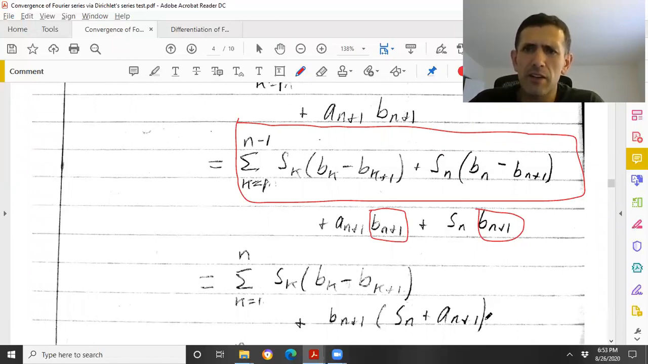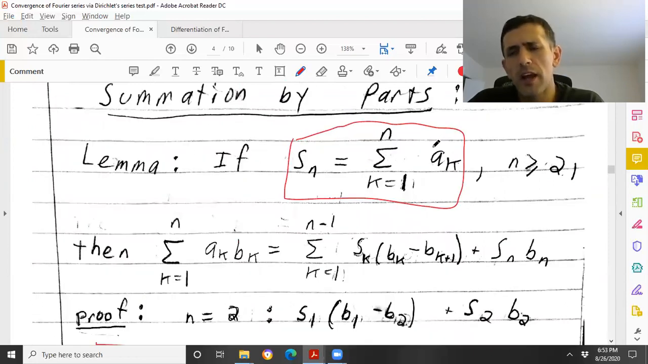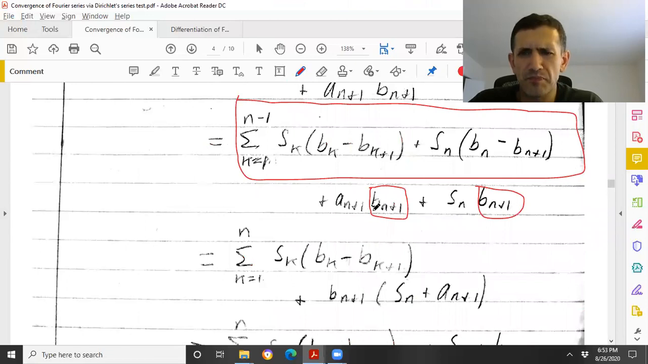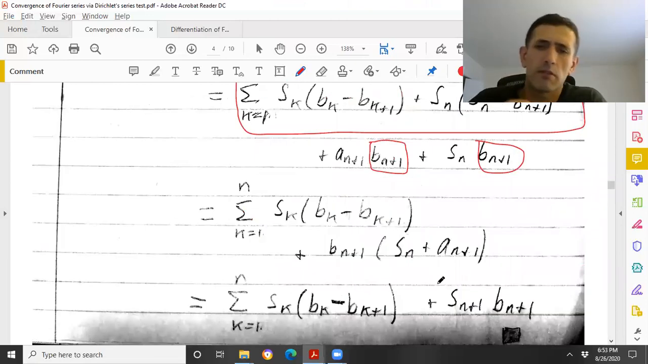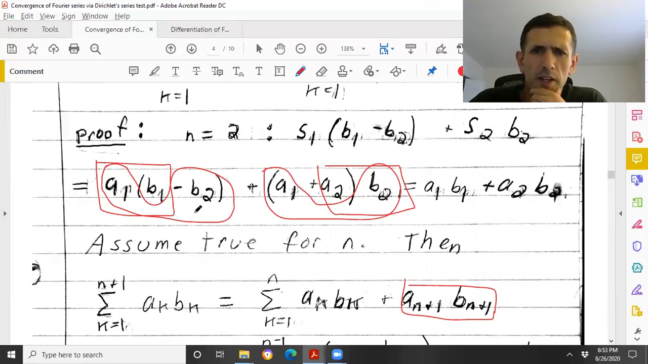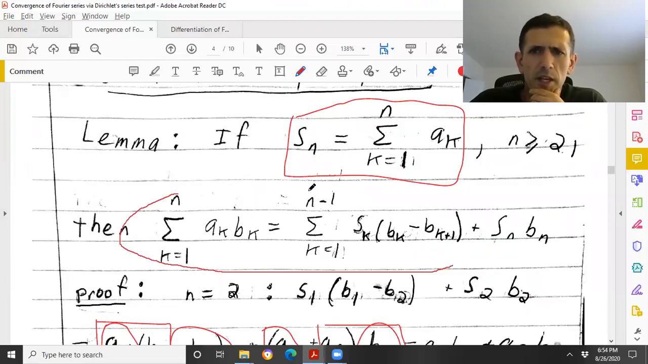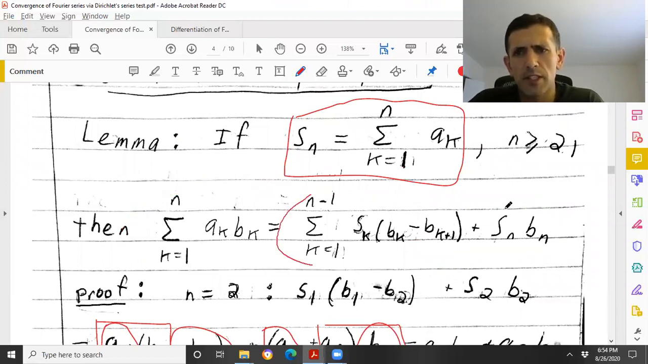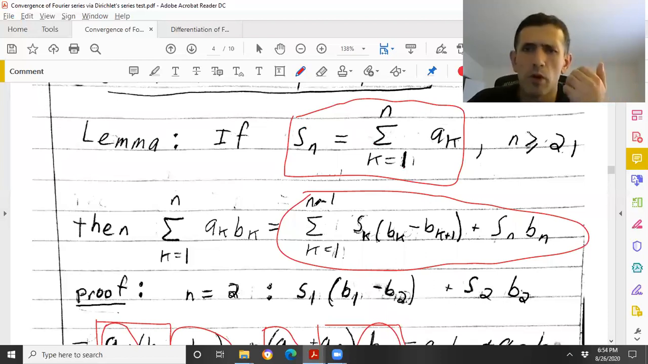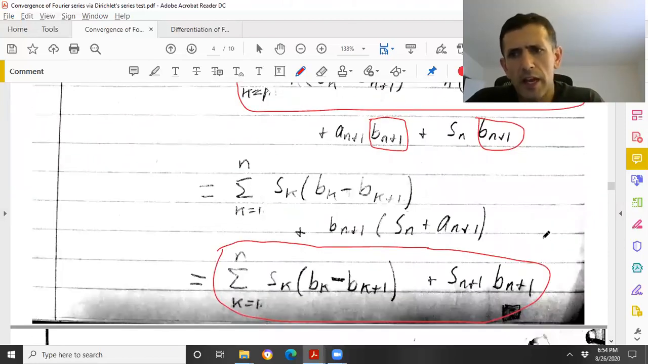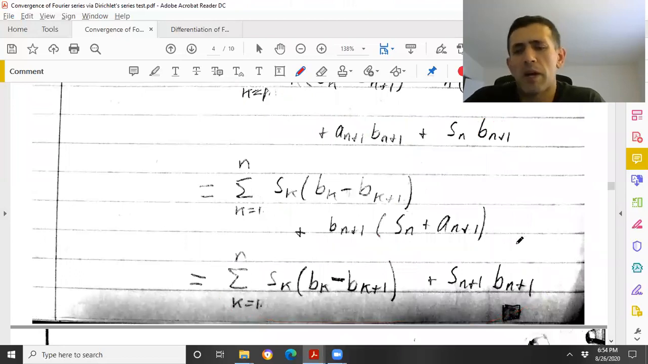But what is S_n? Let's go back. S_n is the sum k equals 1 to n of a_k. So you add a_{n+1} to S_n, you get S_{n+1}. Okay. And that proves it for n plus 1. Right? This that I have here circled is exactly the same thing as this here, except instead of n, it's n plus 1. The sum k equals 1 to n, S_{n+1} b_{n+1}. Right? And that completes the proof. So I probably could have given this as a difficult 299 problem, but basically it's a discrete math problem.